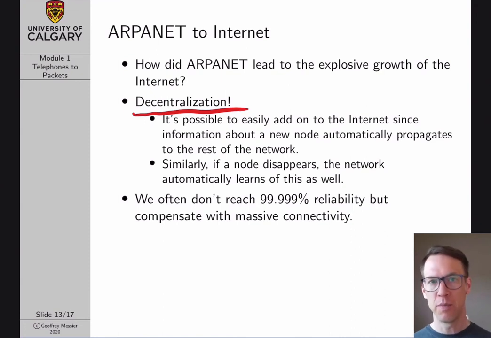So you could have a bunch of people working on the internet in parallel without a bunch of fussy central coordination. The consequence is that the internet does not achieve 5 nines reliability like POTS used to. However, we make up for this basically with its massive connectivity.